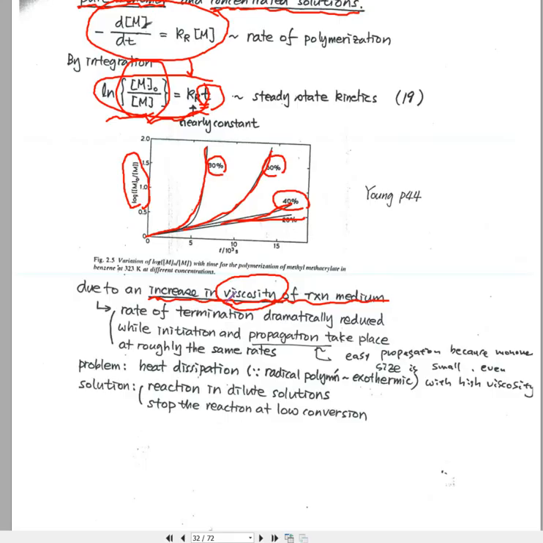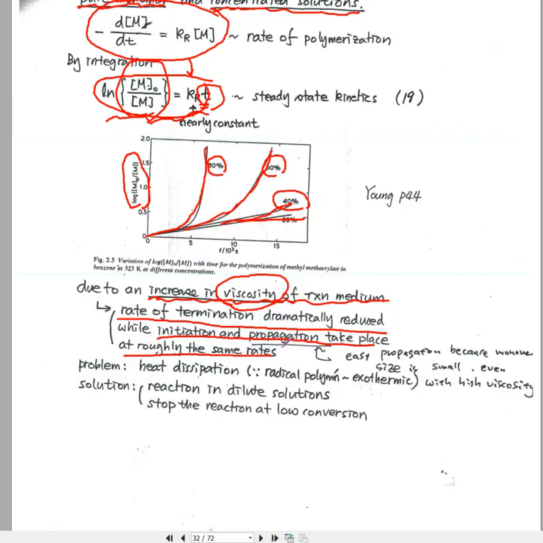And the problem is, if the viscosity is increased, the polymer chains are much harder to move inside the reaction medium, right? Then the rate of termination decreases, because if you want the polymer chains to die by termination, they should meet with each other, right? But because of this high viscosity, they cannot really meet.